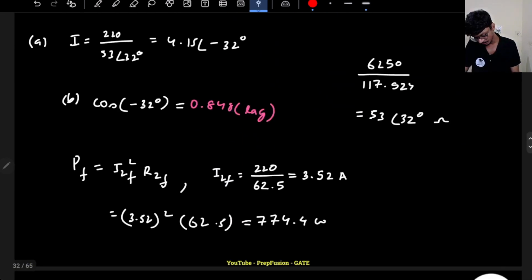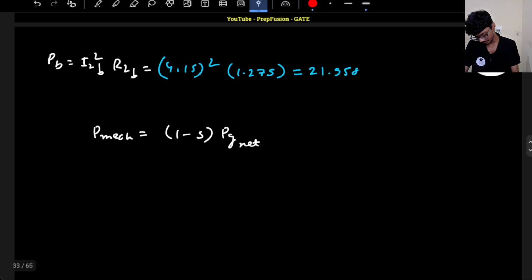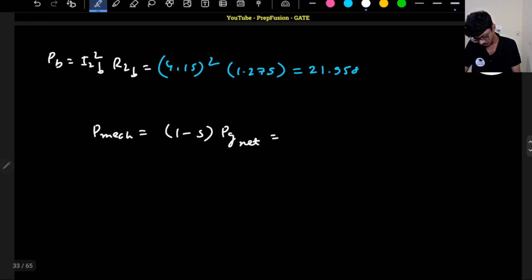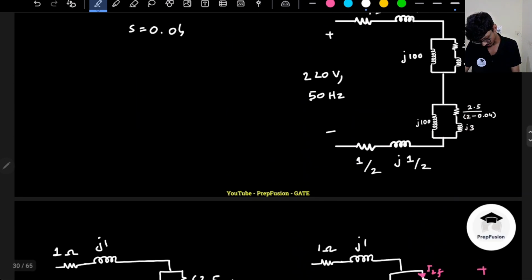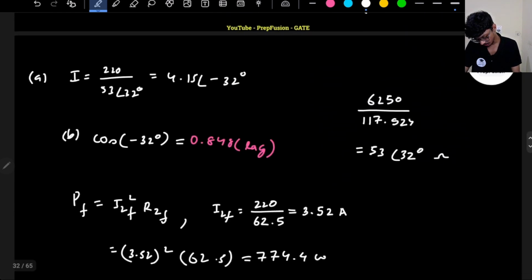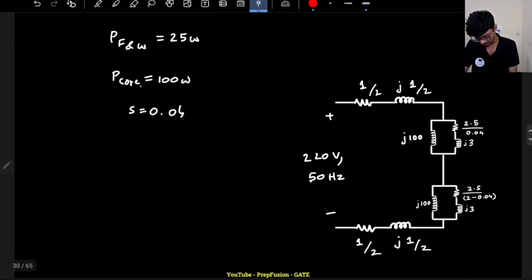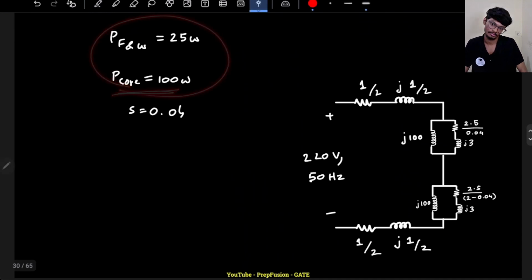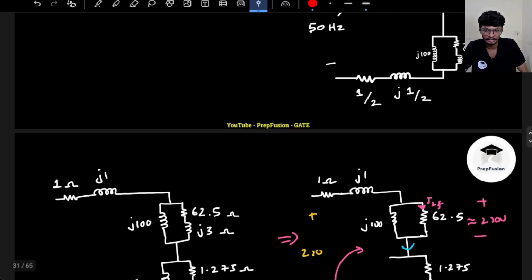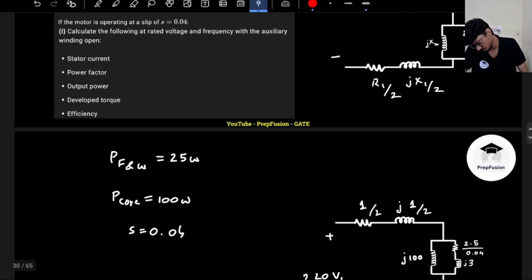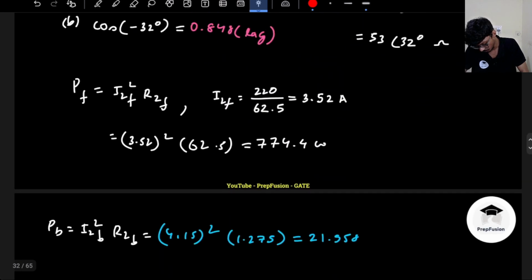Okay, so let's now come back here. So this will be PG net, which will be equals to 1 minus S, that is 1 minus 0.04, I guess. Operating slip is 0.04, right? If I remember it correctly. Yeah. And one more thing, these are also there, right? Friction and windage and P core power. So those also I have to subtract from the air gap power.